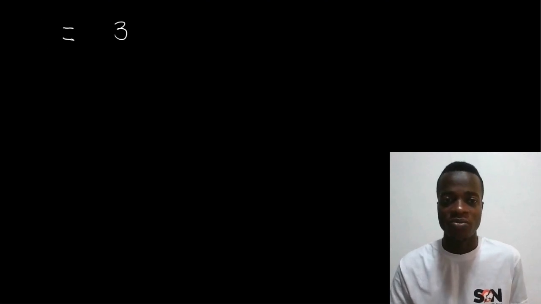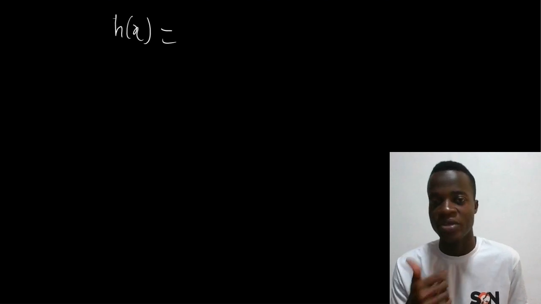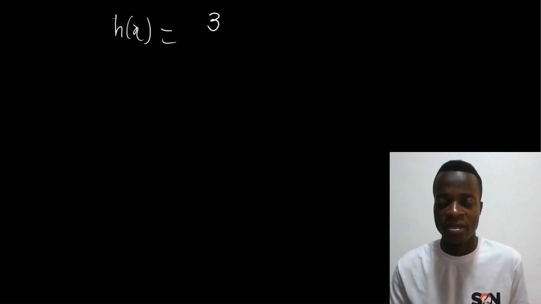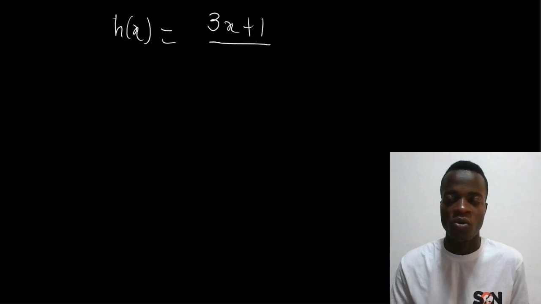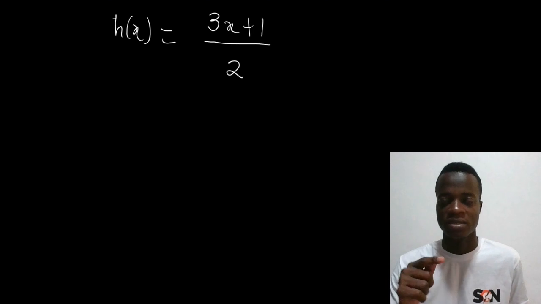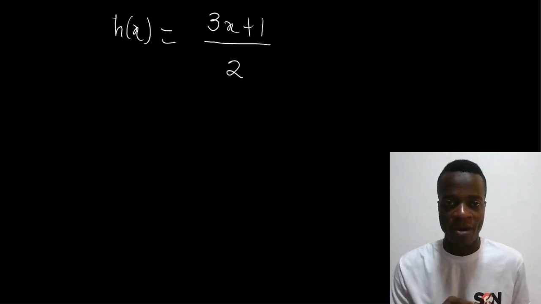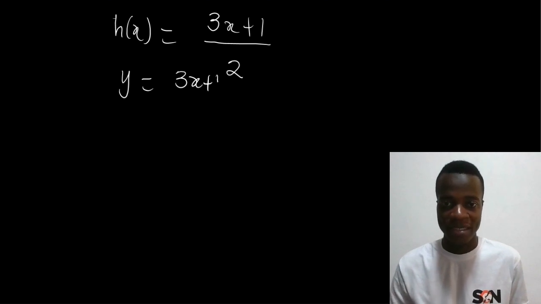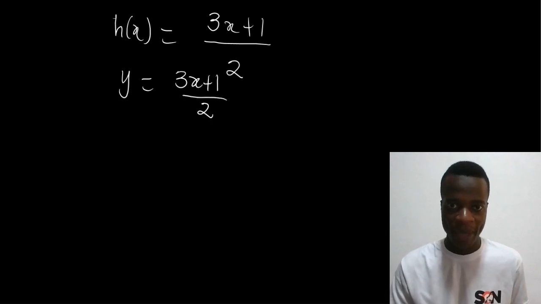So 3x, oh no, it should be y, it should be equal to... they don't even start with y, they just start with something like h of x. Then they will ask you to find the range and domain of this function. So I have 3x plus 1 all over 2. What type of function do you think this is? We are going to make x the subject. But first I want to change the h of x to y, so that it can be easy for me to handle. So let me make x the subject.